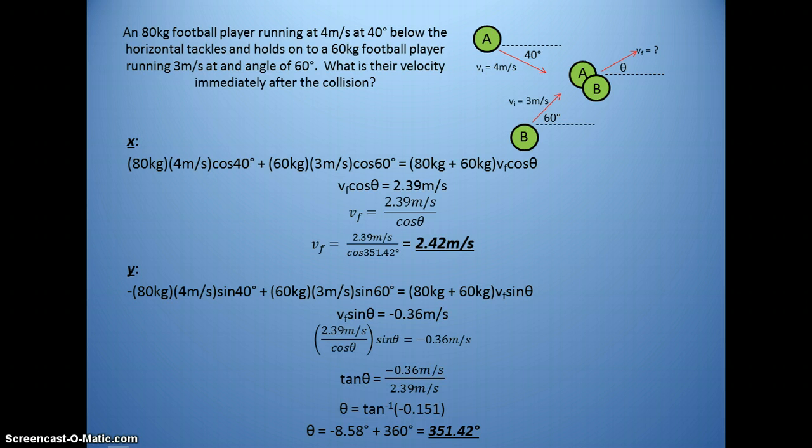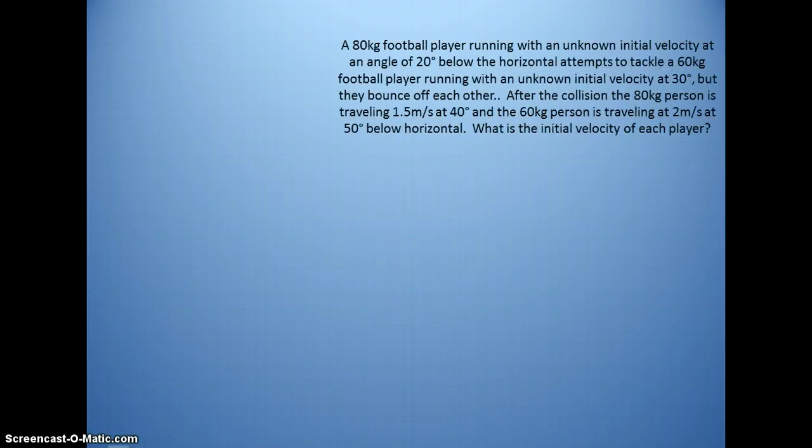So again, the only difference between this problem and the one you saw in the video yesterday is that the initial conditions aren't 90 degrees. There's just a little bit more angles, so it means a little bit more cosine and sine calculations. Moving on, we will do the football players where they bounce off each other again.